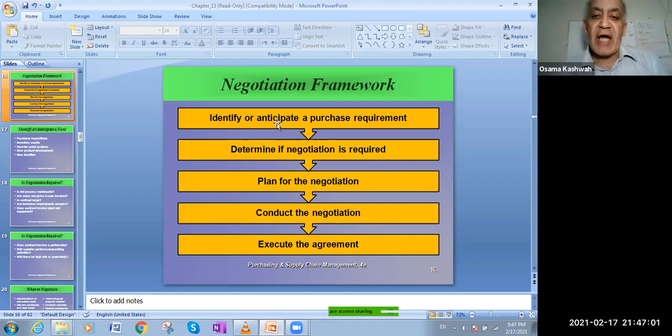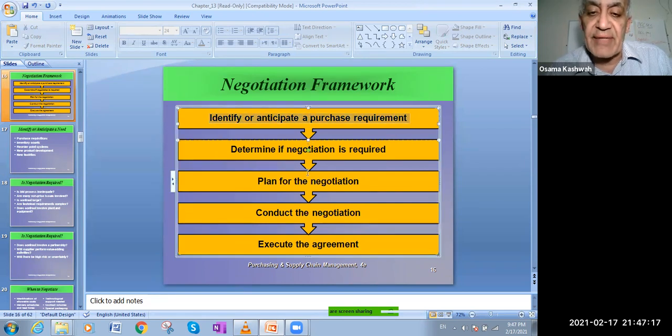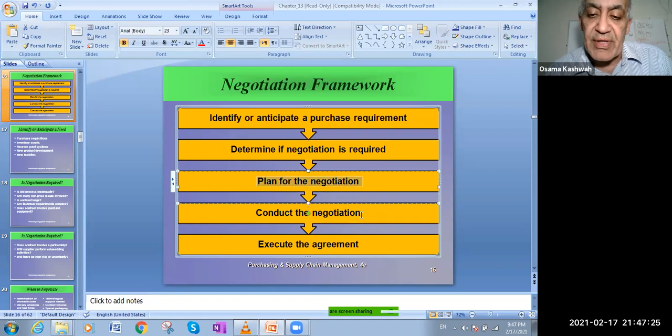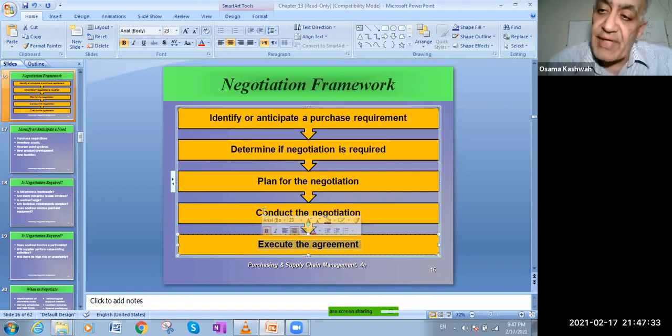The negotiation: identify or anticipate a purchase requirement. What do you want? Because the negotiation is now about the purchasing. We moved into the negotiations, applying the negotiations on the purchasing process. So first thing, identify or anticipate a purchase requirement. Second, determine if the negotiation is required. Third, plan for the negotiations. Fourth, conduct the negotiation. Fifth, execute the agreement. In number 4, you are moving into action. So number 5, then you will do the agreements after the negotiations is done.